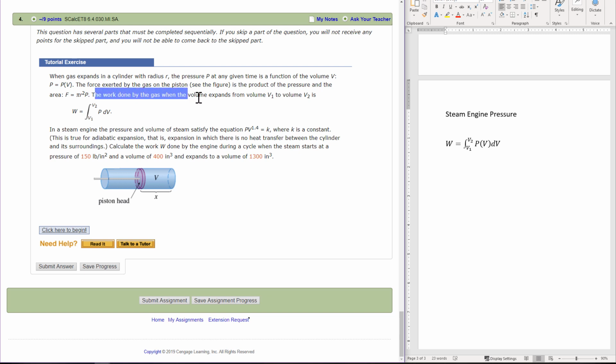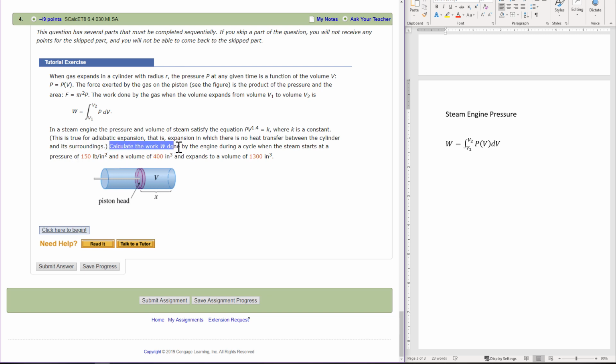The work done by the gas when the volume expands from V1 to V2 is given by this integral. So it's the integral from V1 to V2 of the pressure P dV. In a steam engine, the pressure and volume of steam satisfy this equation: P times V to the 1.4 power is equal to K, where K is a constant. This is true for adiabatic expansion, that is, expansion in which there is no heat transfer between the cylinder and its surroundings.